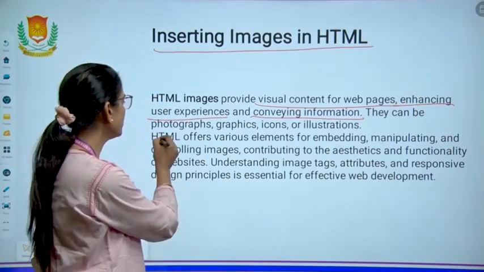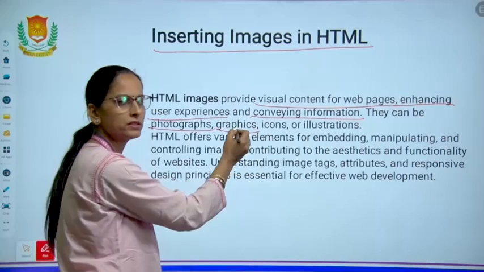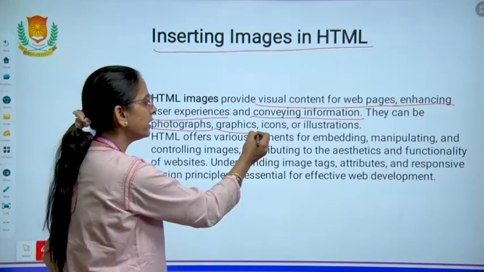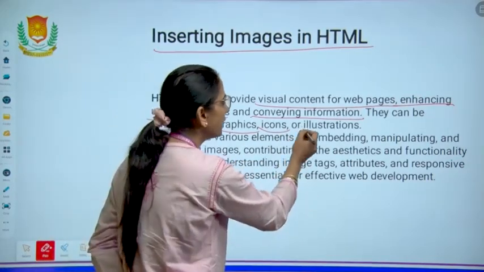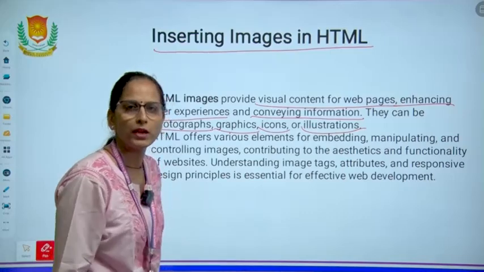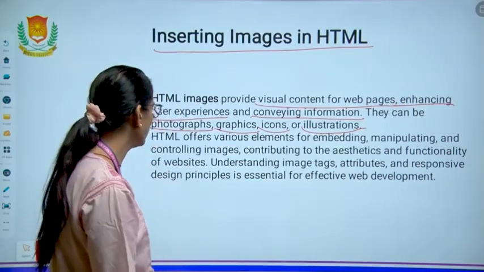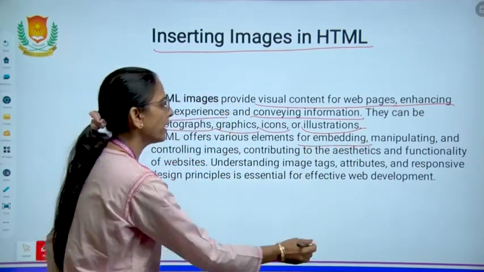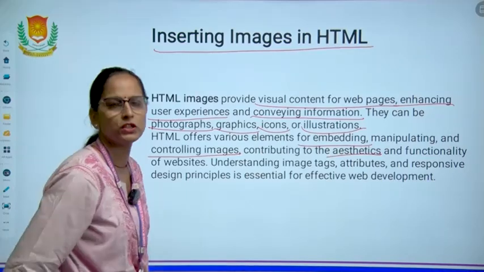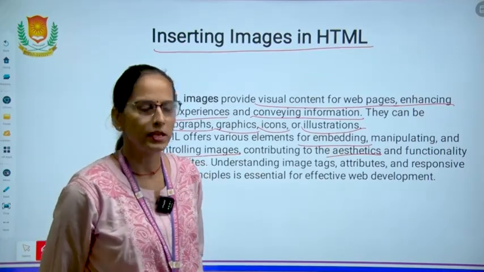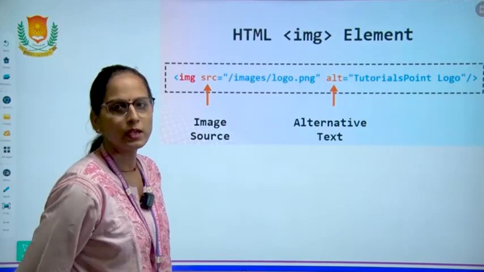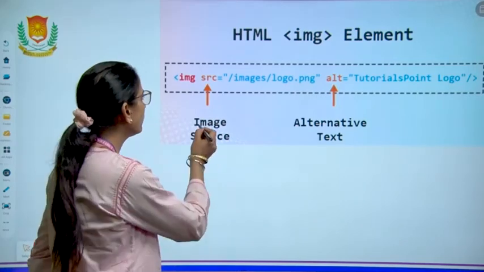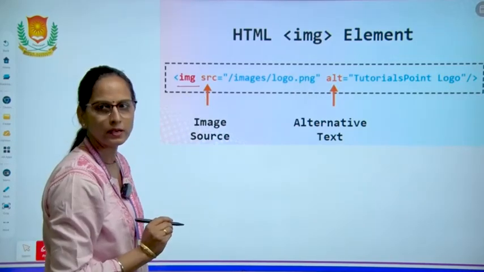Images can be photographs, graphics. A graphic is the visual presentation of data. Charts can be inserted, icons can be created and some illustrations to explain your specific topic can be shown. Images can be embedded or aesthetic images. Controlling the images also we will be discussing in this session. Now how is the image inserted? To insert the image, the tag which we use is the image tag.